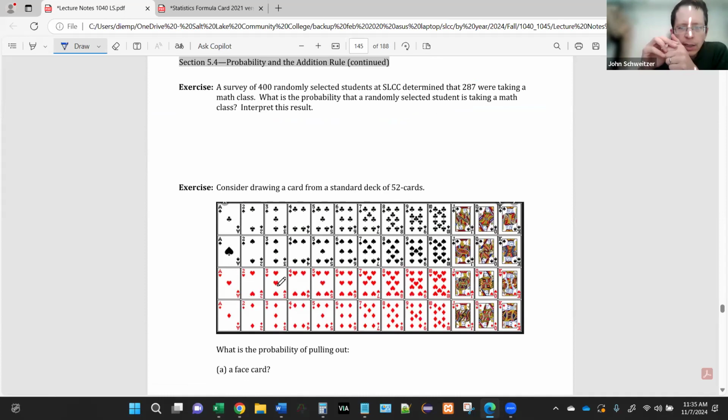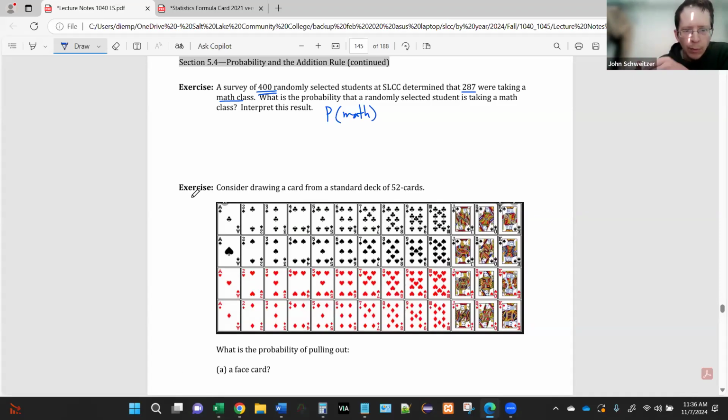This first exercise is helping us to think about probability as a long run proportion. If you have an event and you can get a sample that will tell you how many times that event happens, then you can use a sample proportion. That's what we have here. We have 400 students randomly selected, and 287 of them were taking a math class. We should be able to use that sample to help us figure out the probability that a randomly selected student here at the college is taking a math class. That's what I want you to do there.